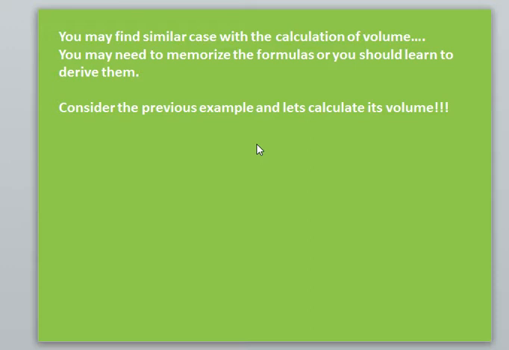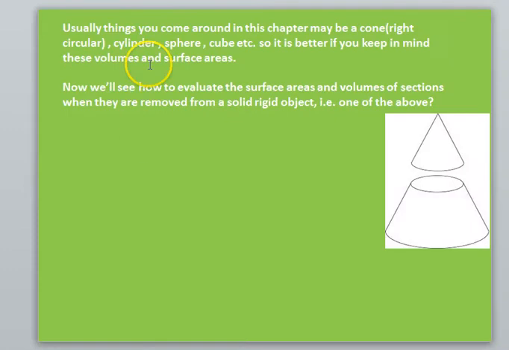You may find similar cases with the calculation of volume. You may need to memorize the formulas or you should learn to derive them. Consider the previous example and let's calculate its volume. For a planar figure, you cannot find volume for the square. Hence, you can find only volume for the hemisphere. Hence, you need to memorize all the formulas for a cube, a cone, a hemisphere, etc. in order to master this chapter. Usually things you come across in this chapter may be a right circular cone, cylinder, sphere, cube, etc. So it is better if you keep in mind these volumes and surface areas.